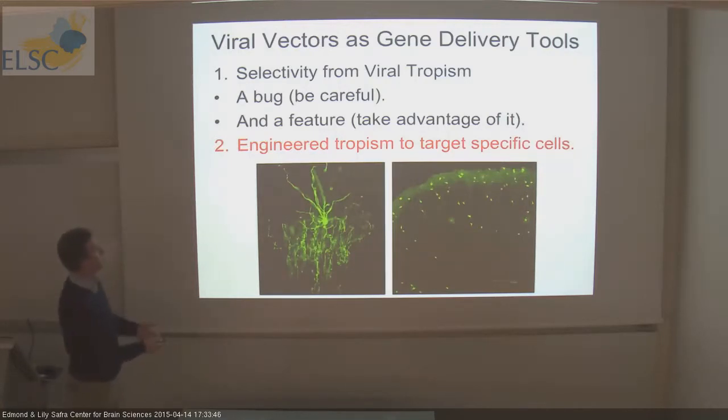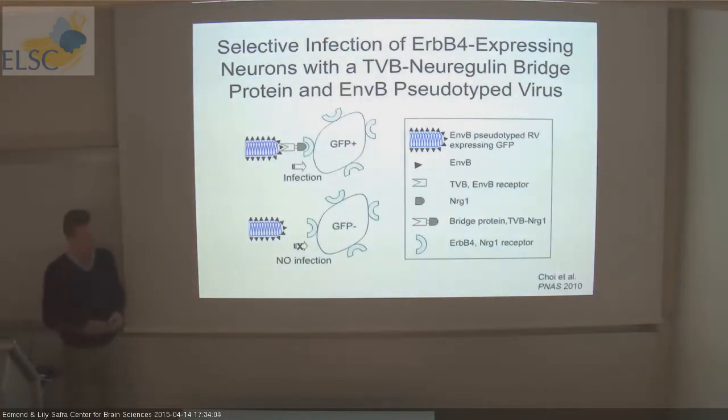And one approach that I'm going to talk about is what I'll call engineered tropism. That is, to change the tropism of a virus, engineer it, so that it will infect cells of interest, like you see in this slide. The approach that we use is to take advantage of the fact that different types of neurons have different receptors on their surface. And in the case of this particular receptor called ERBB4, it's only expressed in inhibitory neurons in the cortex. ERBB4 is a receptor that interacts with a genetically encodable ligand.